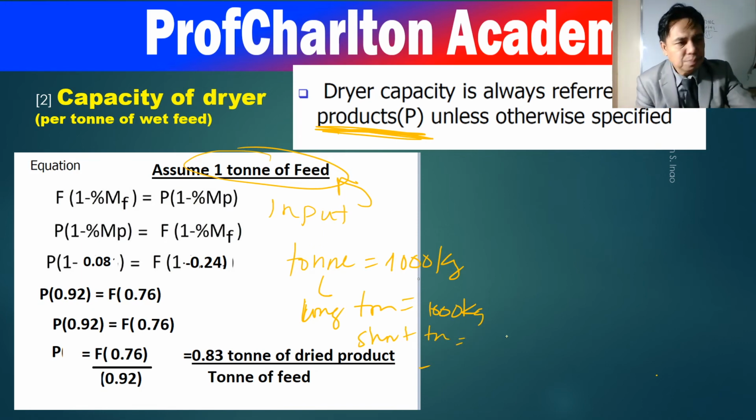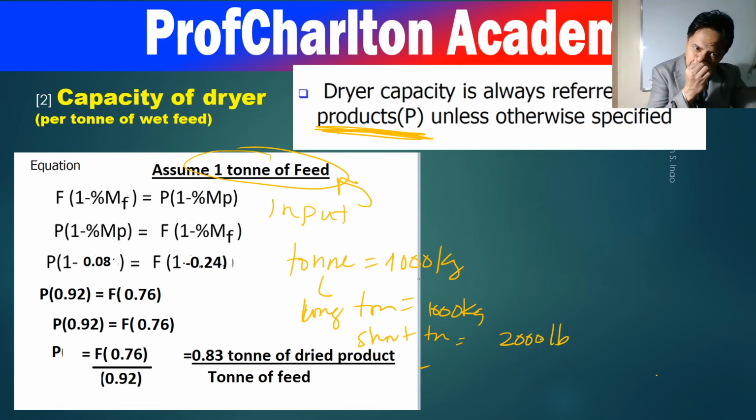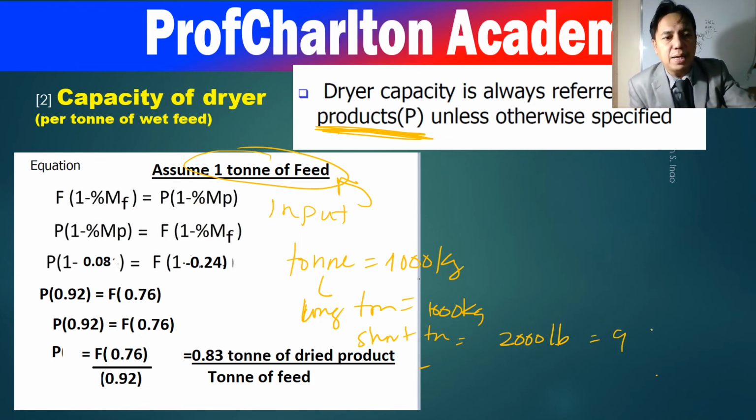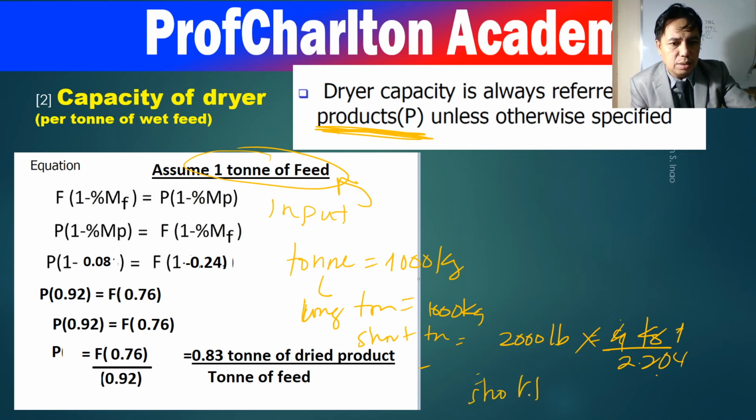Long ton is 1,000 kilogram, while short ton is 2,000 pounds, you know? When you convert 2,000 pounds into kilogram, it's just 900 plus. So this is the short ton. One kilogram is 2.204 pounds, right? So when you get the short ton, it is less than 1,000 kilogram.